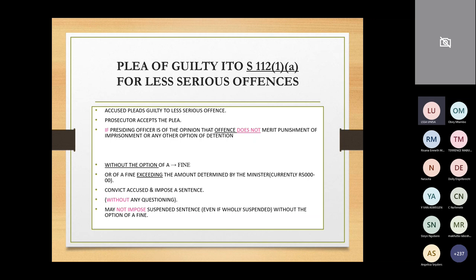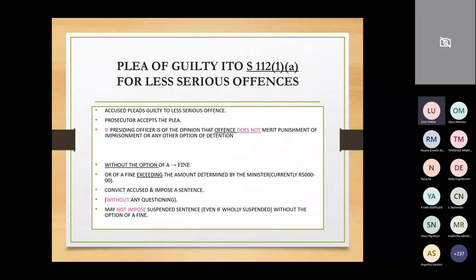However, at this stage, it's not advisable for you to withdraw as attorney of record in this matter because the matter has already reached its peak stage. So what will happen is you then bring it to the state's attention to say, hey, my instructions have changed. Then what do you do? How do we amend that guilty plea?